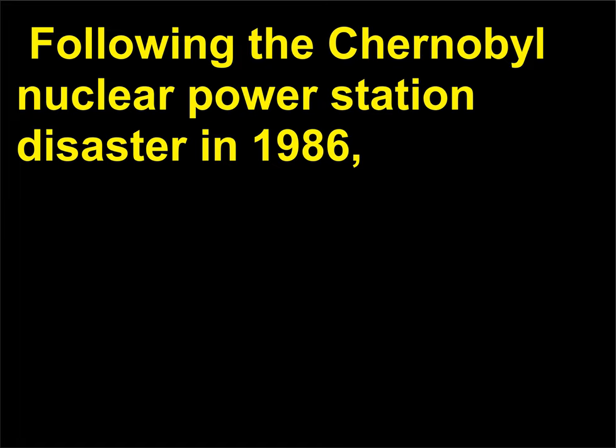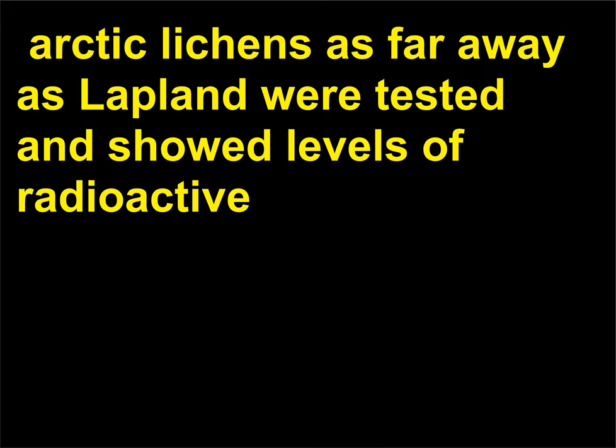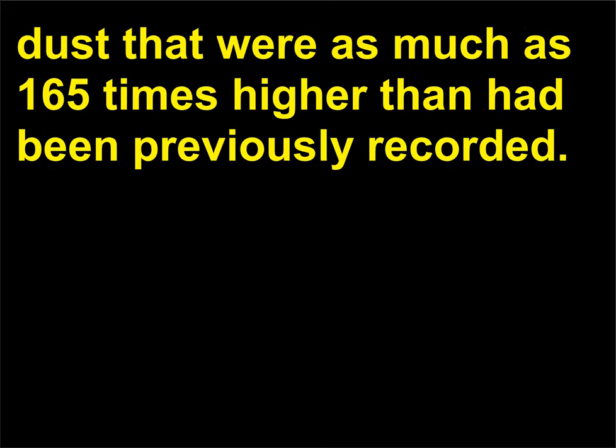Following the Chernobyl nuclear power station disaster in 1986, Arctic lichens as far away as Lapland were tested and showed levels of radioactive dust that were as much as 165 times higher than had been previously recorded.